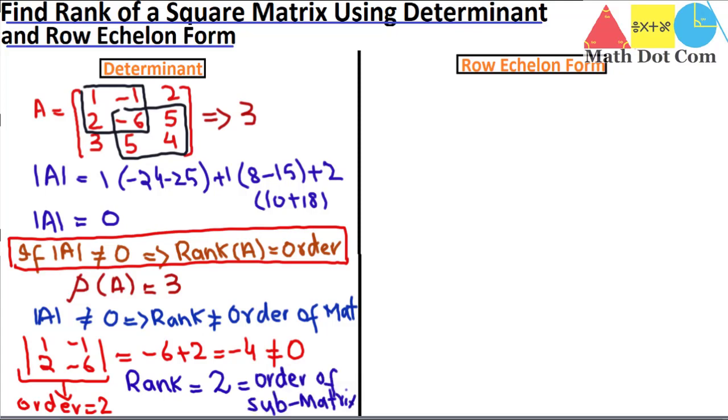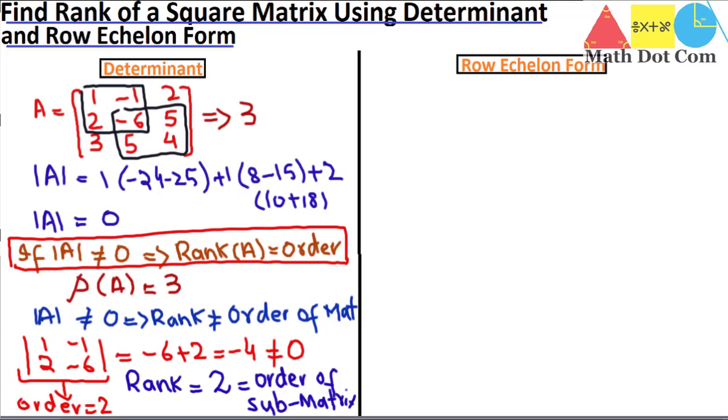We need to carry on this process until we get a determinant not equal to 0. As soon as we get a determinant equal to 0, we have to move to the next submatrix of the given matrix in order to find the rank.